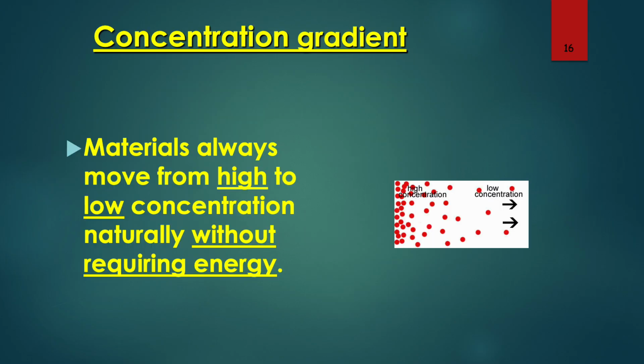A concentration gradient is when you have particles that are in high concentration. Notice in this diagram there are a lot of red dots on the left-hand side indicating a high concentration. They're going to naturally move without requiring energy to an area where there are fewer, in other words, a low concentration. You'll notice on the right, there are very few little red dots. So the particles will naturally flow from an area of high concentration to an area of low concentration. This is a process that occurs without energy.